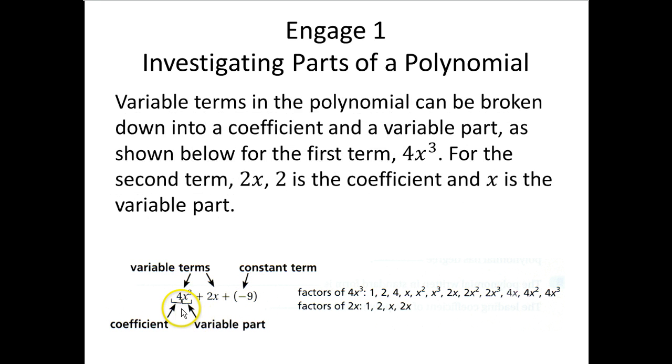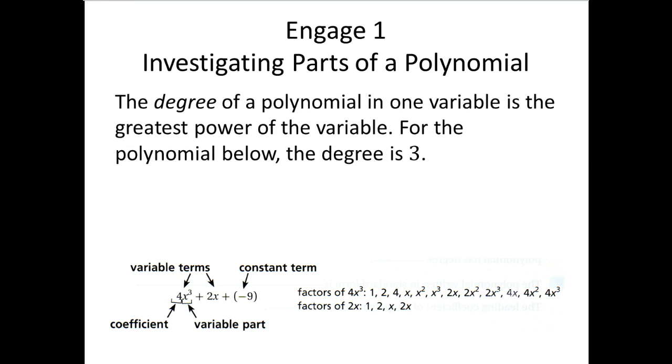Now, the variable terms in the polynomial can be broken down into a coefficient and a variable part. So for example, let's take this variable term here. It has a coefficient, or a constant part, and a variable part. For the second term, 2x, 2 is the coefficient, and x is the variable part. So the coefficient is always the number being multiplied by the variable part.